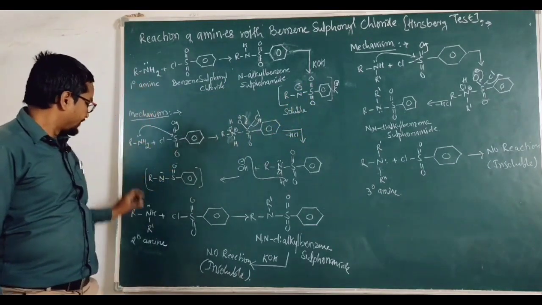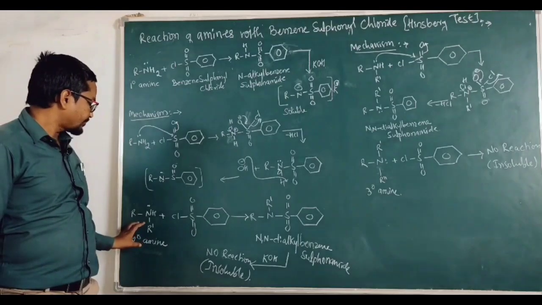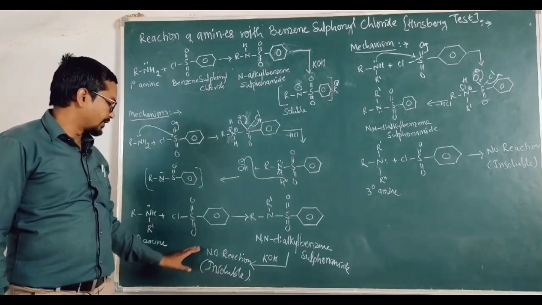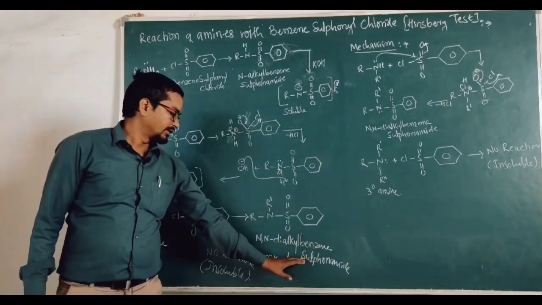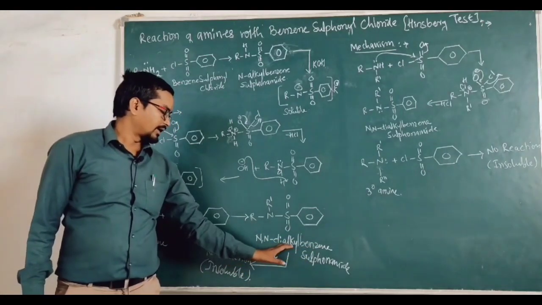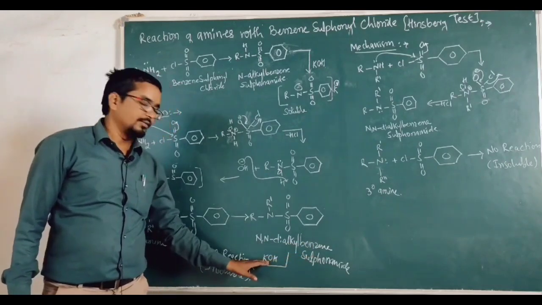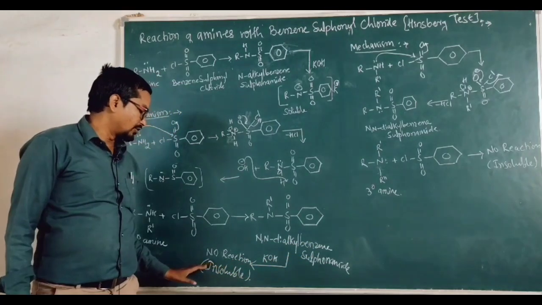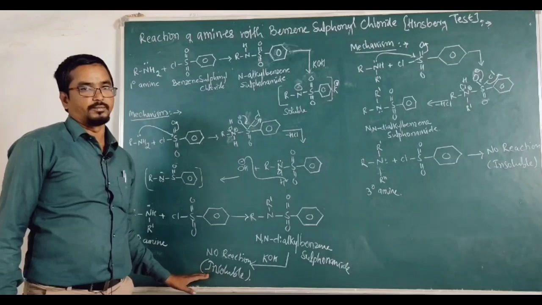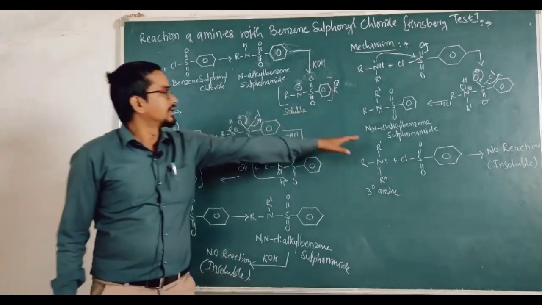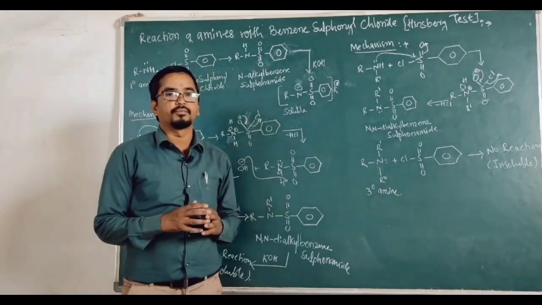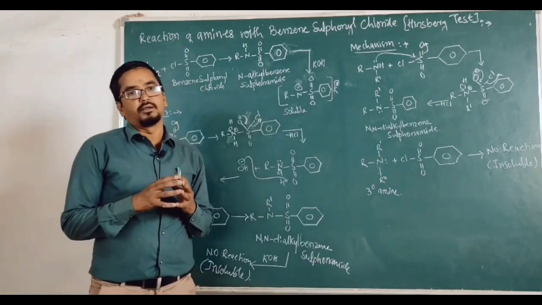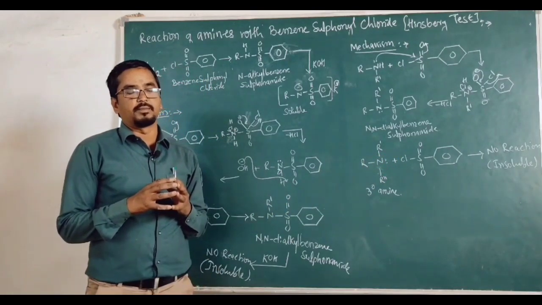Similarly, if we react the secondary amine with benzene sulfonyl chloride, it will form N,N-dialkyl benzene sulfonamide. Upon treating this N,N-dialkyl benzene sulfonamide with potassium hydroxide, there is no reaction taking place, or it is insoluble. Similarly, the tertiary amine does not react with benzene sulfonyl chloride. So in this way we can distinguish the primary, secondary and tertiary amine.